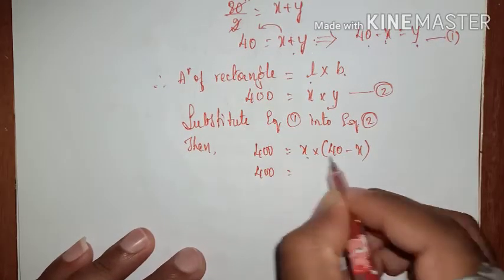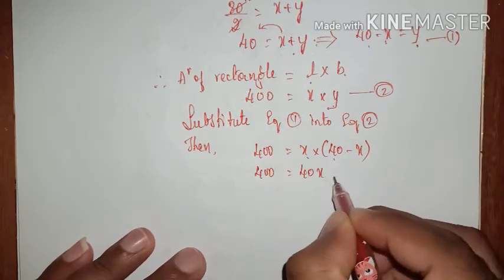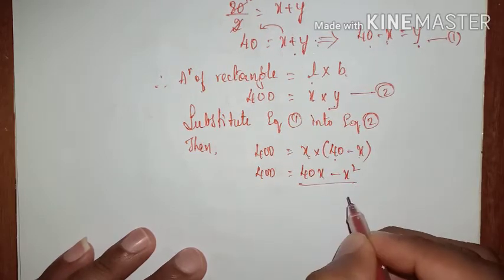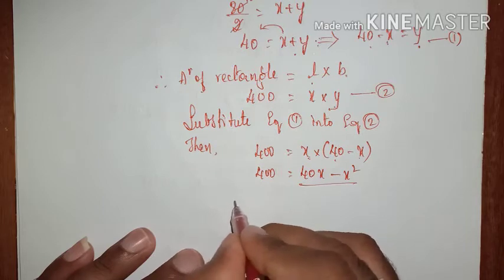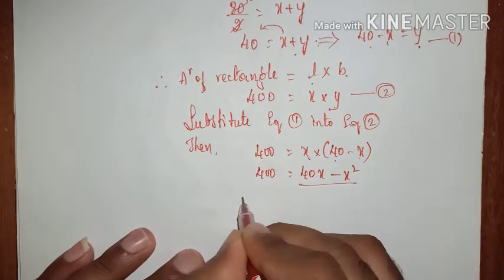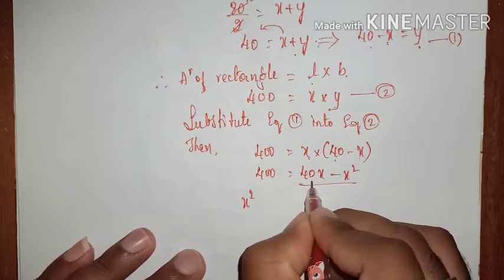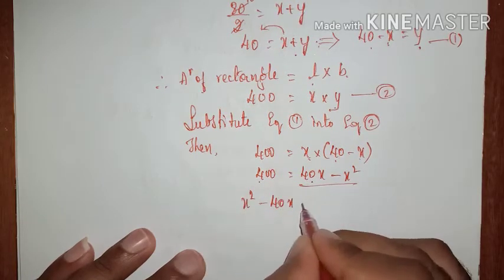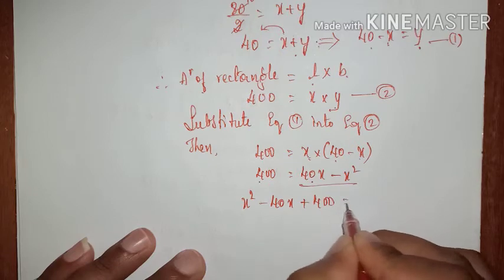400 as it is, x into 40 is nothing but 40x minus x into x, which is x square. Take all these terms to the left hand side. So this minus x square will become plus x square, this plus 40x will become minus 40x, and 400 as it is, that's plus 400 equals to 0.